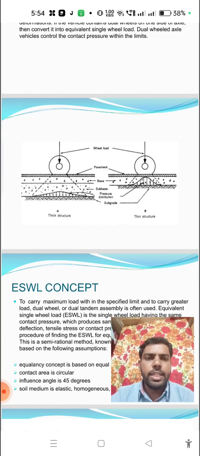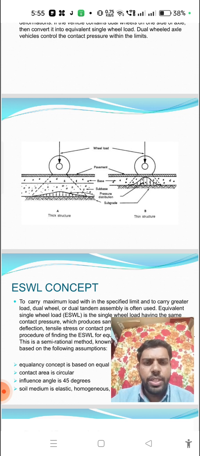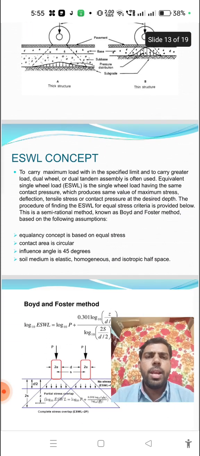Look at this figure. This is a thick structure and a thin structure. Both are the same, but the load distribution at that location is very different. In the thin structure, the load is not uniformly distributed, but in the thick structure, the load is distributed uniformly in nature.